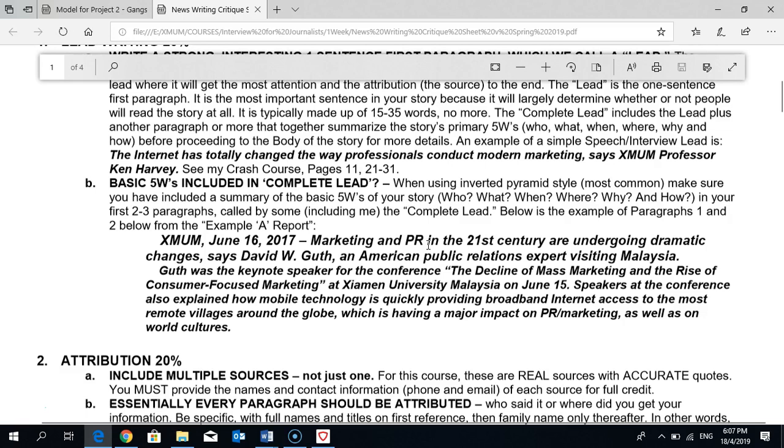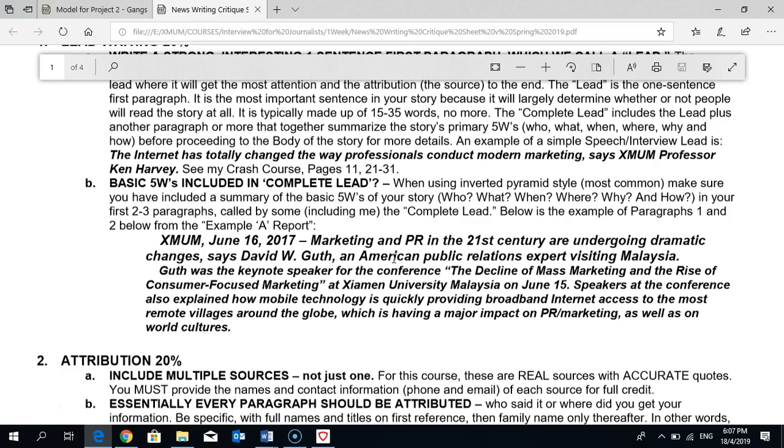this is basically a paraphrase. Okay, the lead here is a paraphrase. It's an indirect quote, a paraphrase. And so I'm saying, marketing and PR in the 21st century are undergoing dramatic changes, says David W. Guth. So I'm saying what he said, but in my words, more or less: his ideas, my words. And I'm trying to say it in a very short, powerful way in the lead to get your attention if you're interested in marketing, with the attribution in there and giving some of the other five W's in the lead and then the rest in paragraph 2.